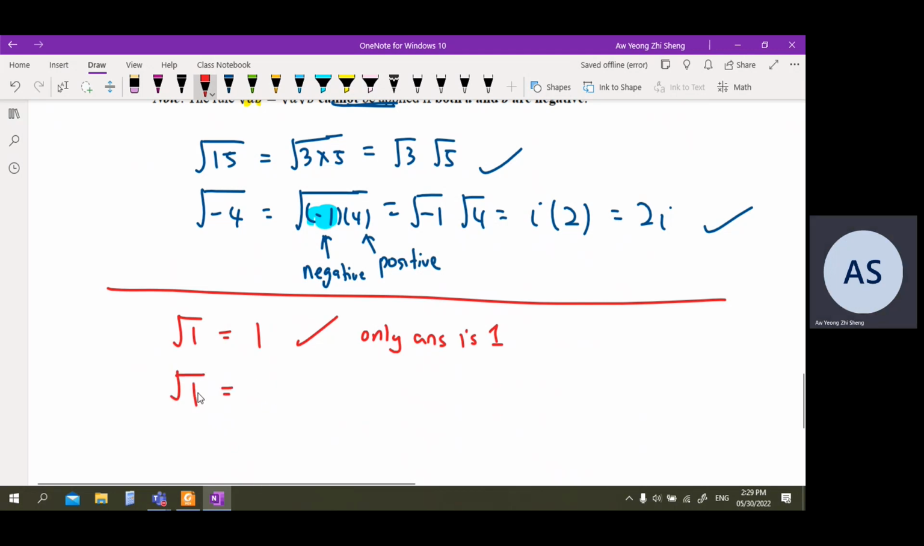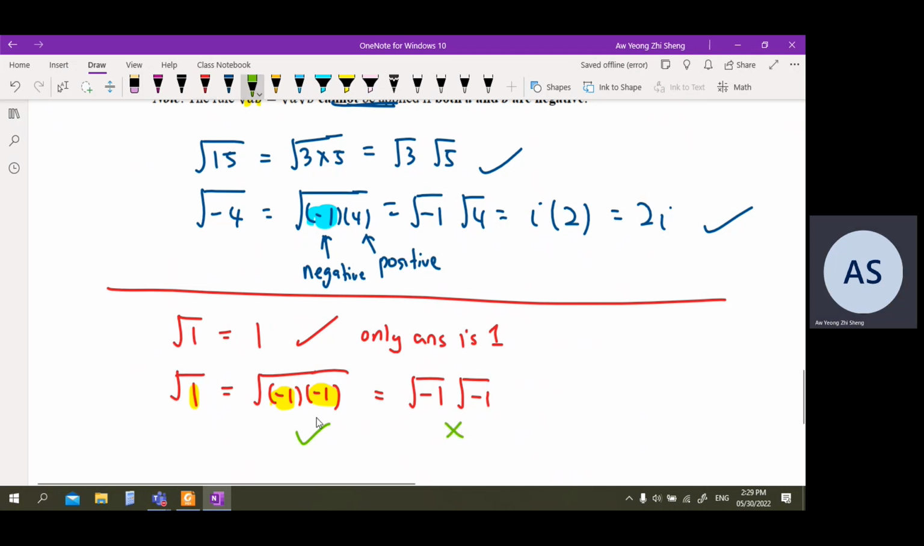Now, the same square root of 1. I can write my number 1 as negative 1 times negative 1. Up to this step, it is still correct. Now, if I proceed to distribute my square root over the product so that I have the surd of -1 times the surd of -1, this becomes wrong now.